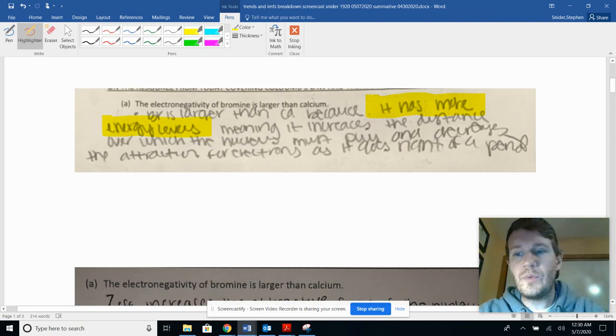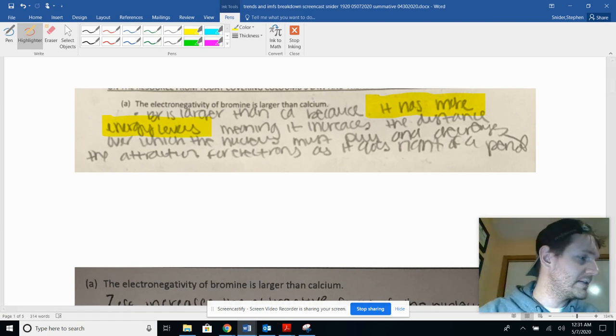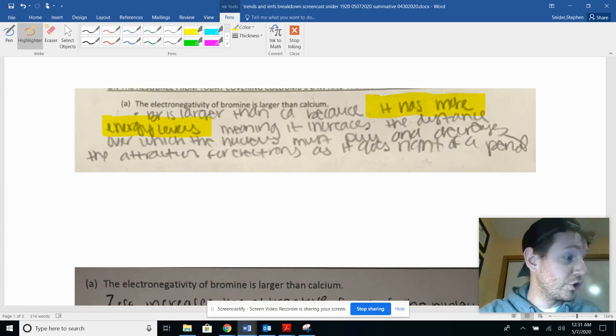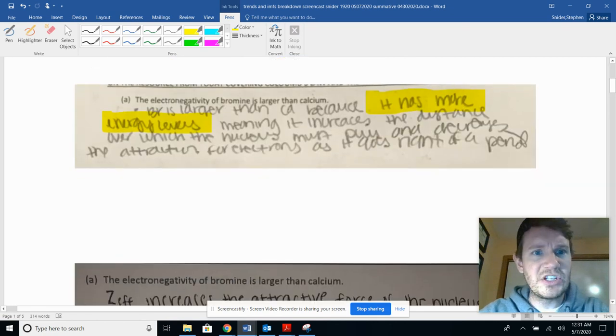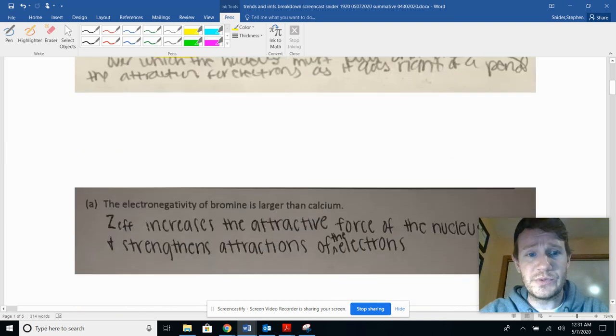So that's the first thing that we said, that both of them have their valence electrons in the third principal energy level. Okay, I'm sorry, in the fourth principal energy level. So that's the first thing. We can kind of exclude that answer straight away. That's not the distinction between them. That's not the difference between them.